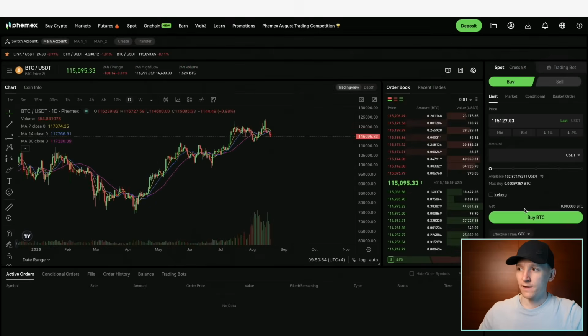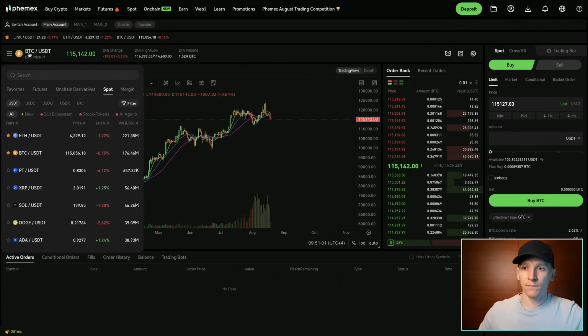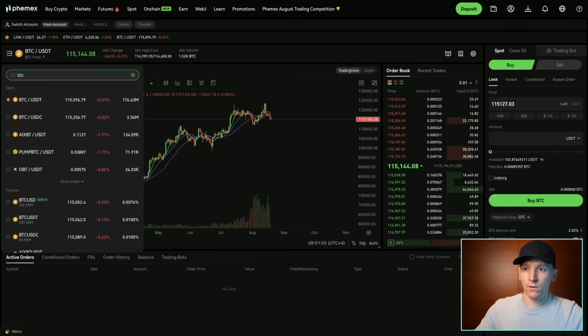I can switch this into other cryptos that I want to trade. So we can go to the top left, and this is where we choose the cryptos that we want to trade. So I'm in the spot market. I can search up here for Bitcoin. So BTC is the ticker.